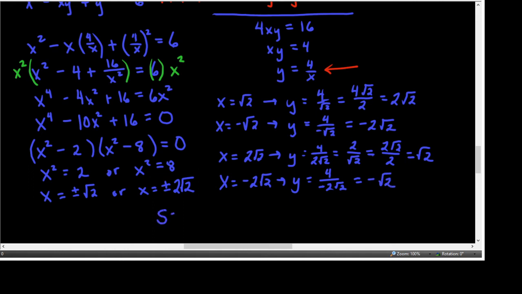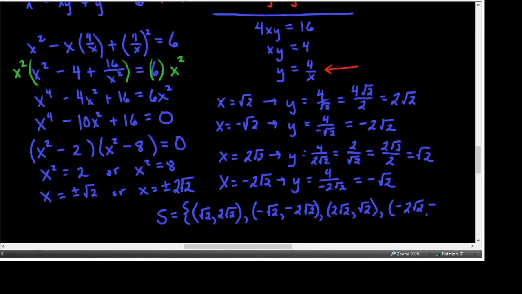So our solution set contains the ordered pairs (square root of 2, 2 square roots of 2), (negative square root of 2, negative 2 square roots of 2), (2 square roots of 2, square root of 2), and (negative 2 square roots of 2, negative square root of 2).